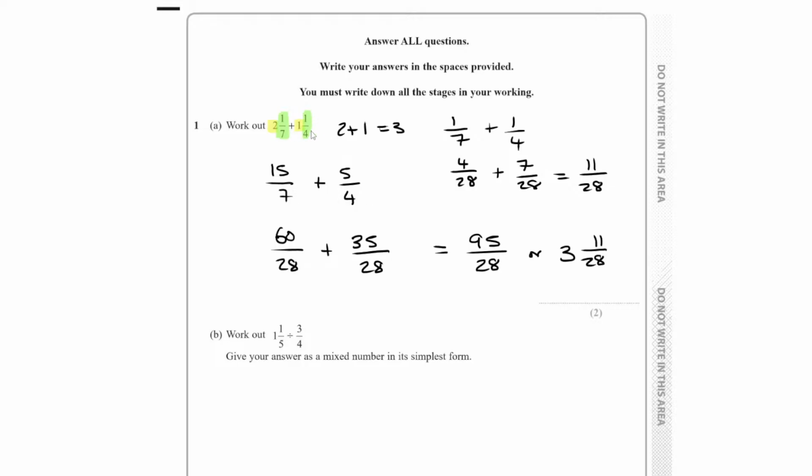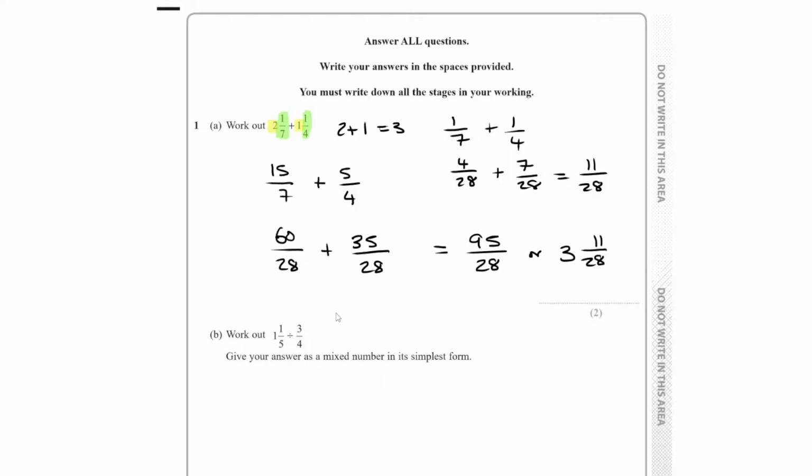It just depends, because in this case, obviously the quarter is bigger than a 7th. So if you were to subtract those, you'd get a negative, and then it's a bit messy, isn't it? But also multiplying and dividing, it doesn't work for that. You'd have to convert them into improper fractions.